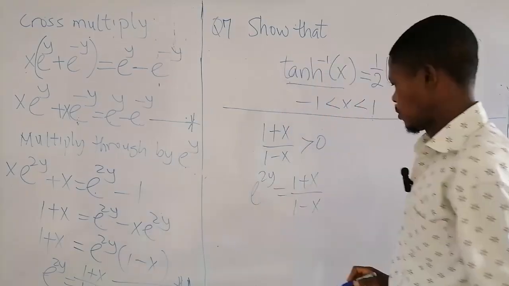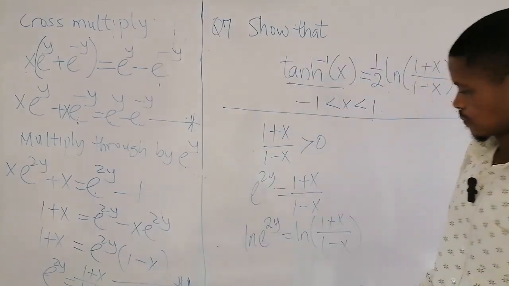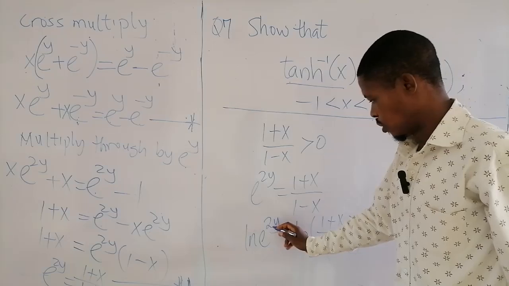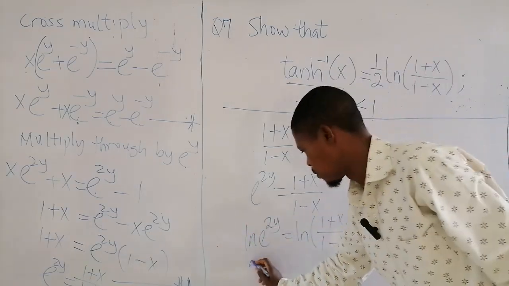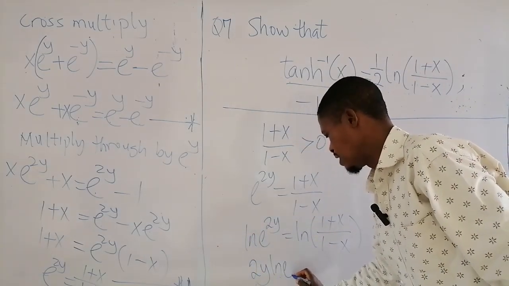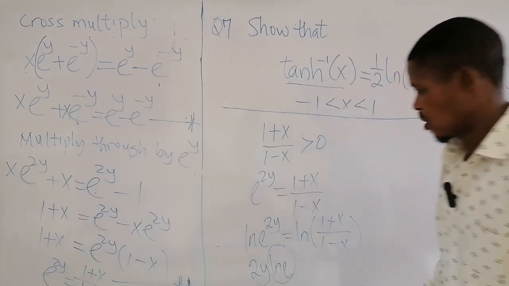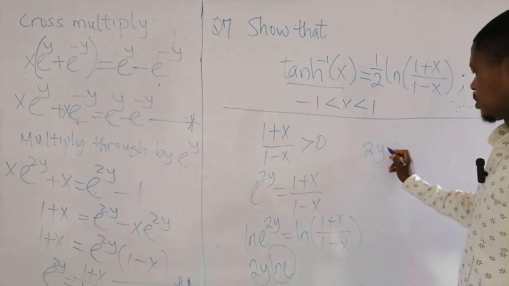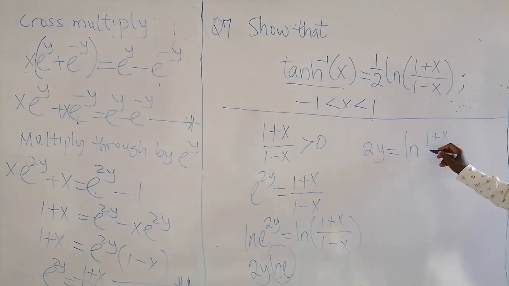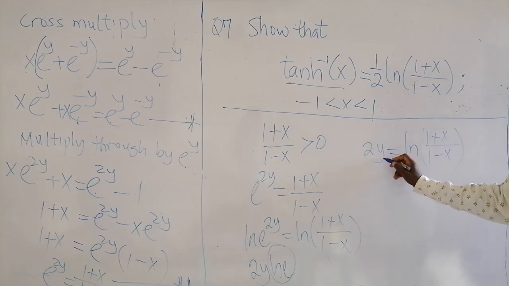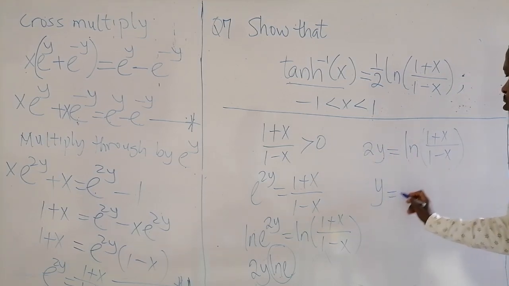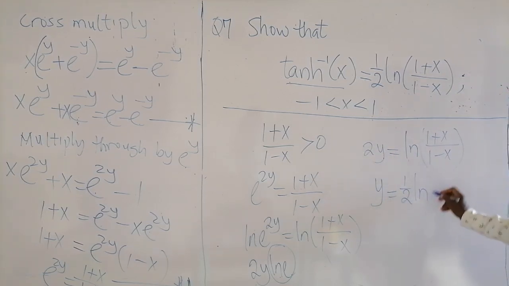We have this. Can you take the ln on both sides? If you take the ln on both sides, the 2y can go to the front. That's 2y times ln e, which is 1. So we have 2y equal to ln of this fraction. Then make y the subject. So y is equal to half times ln of the fraction. And that ends that proof.